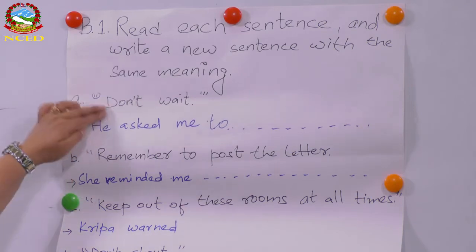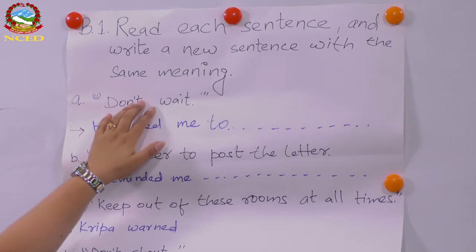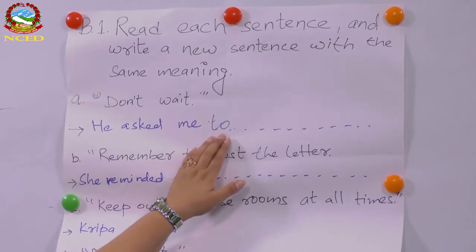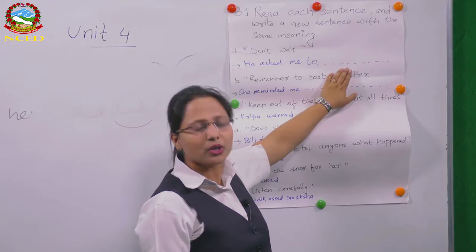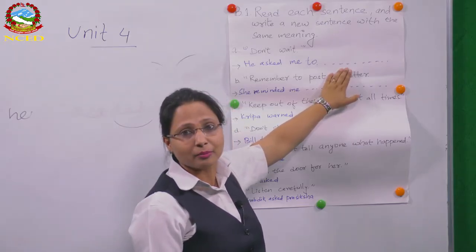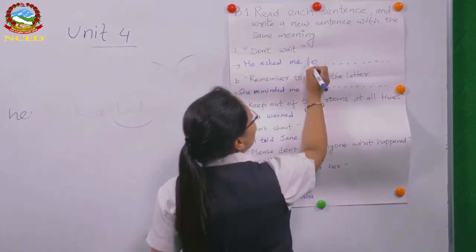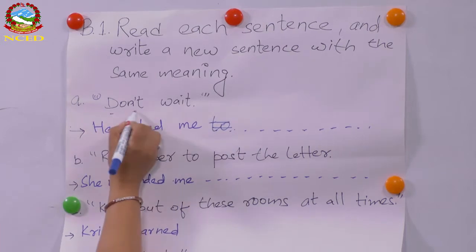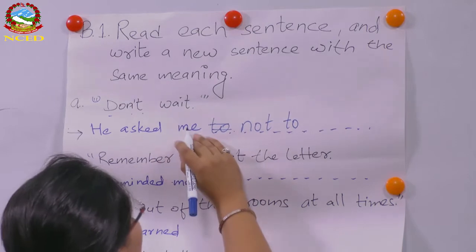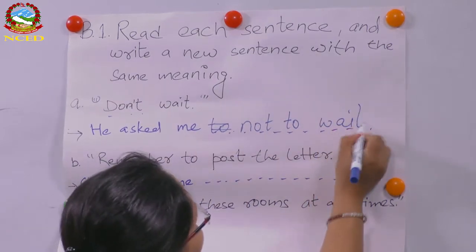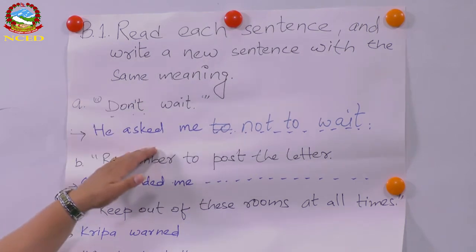But this is a negative sentence, isn't it? Because this is a negative sentence, if we only write to, our changed speech will not be negative. So what do we need to do here to make it negative? Any idea? Okay. Not only to, but in case of such negative sentences, we write not to. He asked me not to wait.